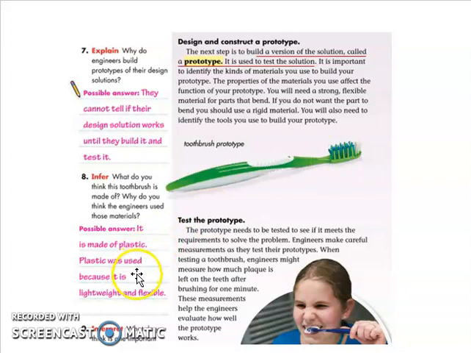Plastic was used because it is lightweight and flexible. Imagine if your toothbrush is made up of metal. Do you think it could solve your problem with your gums and teeth? Of course not, because it is not lightweight, it is not flexible. At the same time, metal could be sharp and then it could harm your gums.